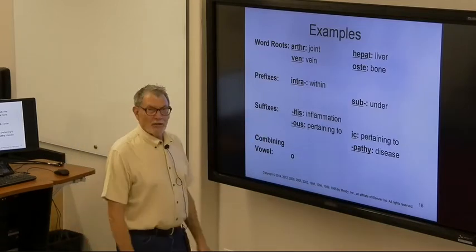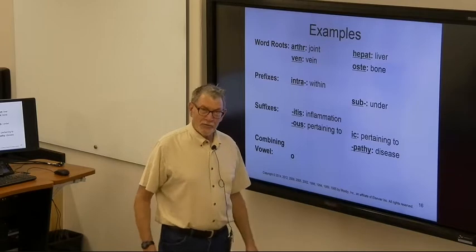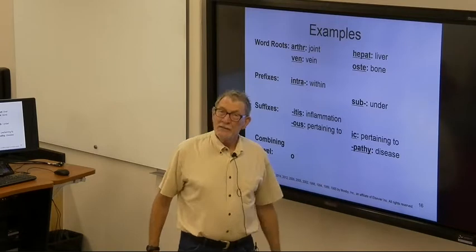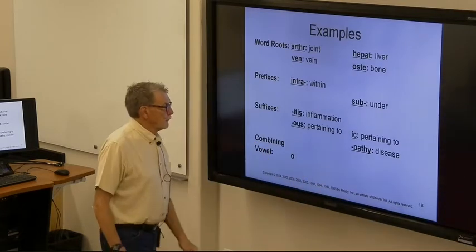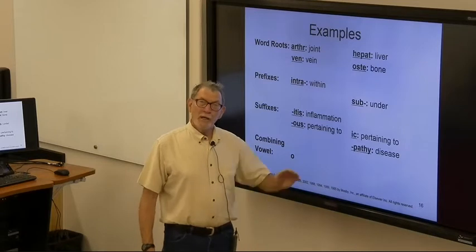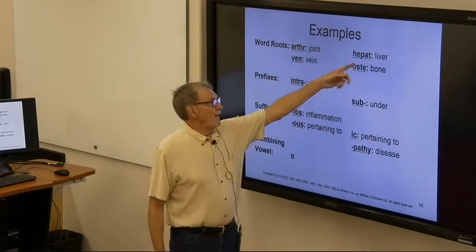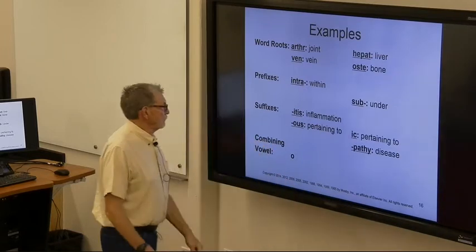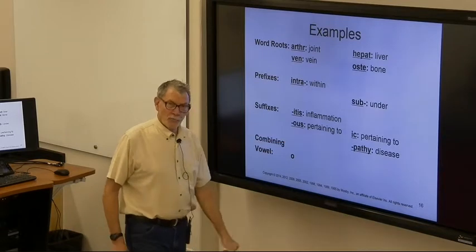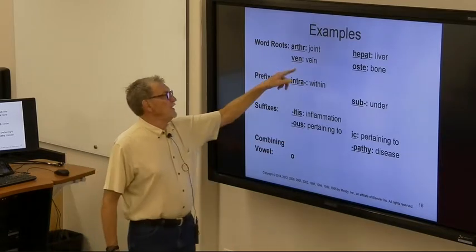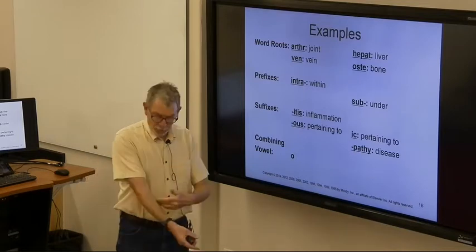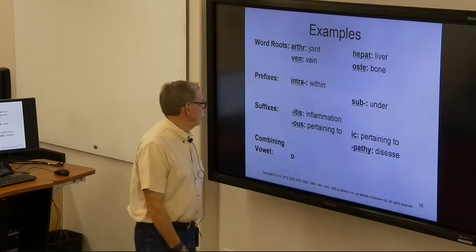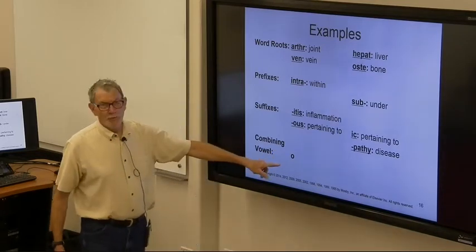Itis is inflammation, as I already said. Pathy is disease. So hepatitis is inflammation of the liver. Hepatopathy is disease of the liver. Ic, pertaining to. Hepatic. So hepat is liver. Something pertaining to the liver would be hepatic. Us is another suffix meaning pertaining to. Venous, like a venous shunt, a venous blood draw. And your combining vowel almost always is O.